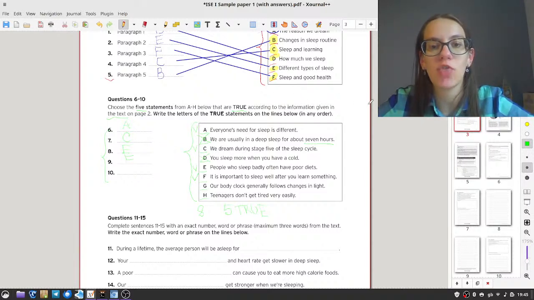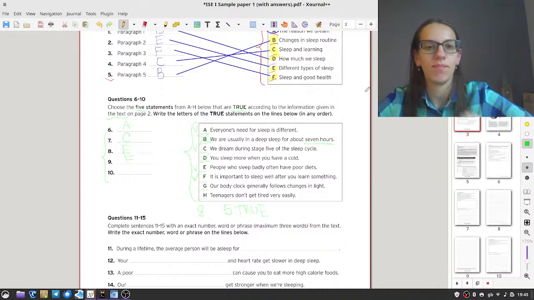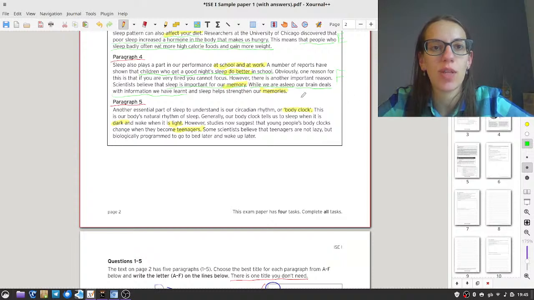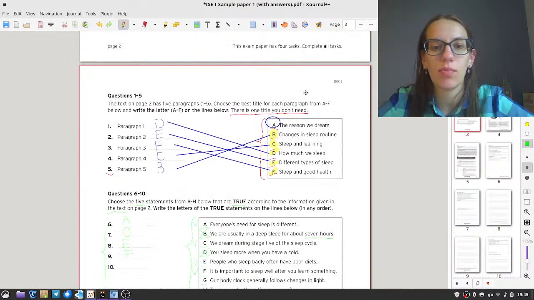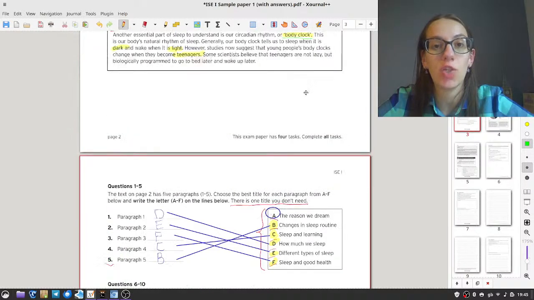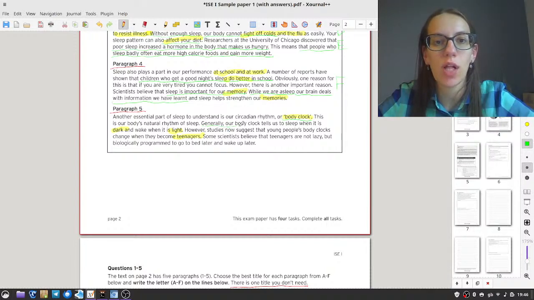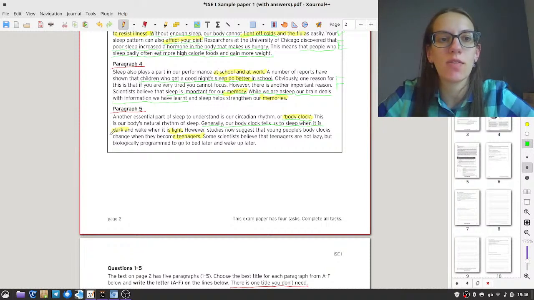Our body clock generally follows changes in light. This is statement G. Is this true? Again, where do we find this information? This is paragraph 5 about our body clock. Does it or does it not follow changes in light? Where can we find this information? Well, here we have a sentence, generally. Our body clock tells us to sleep when it is dark and wake when it is light.